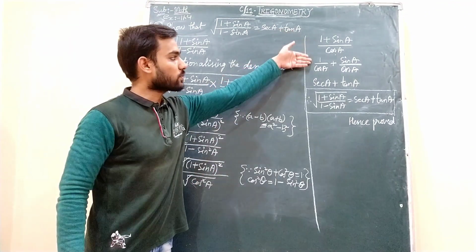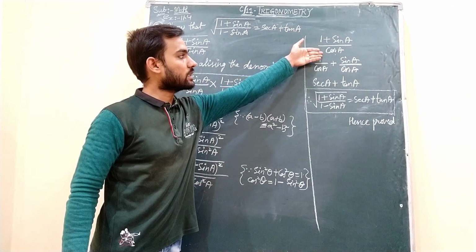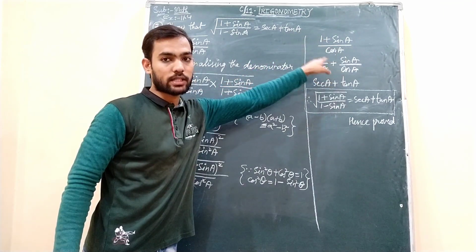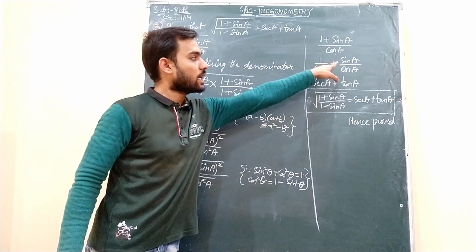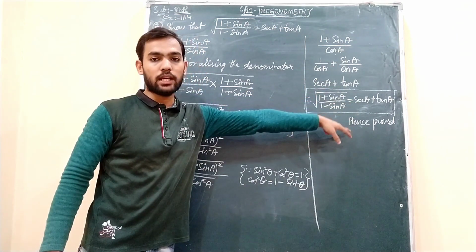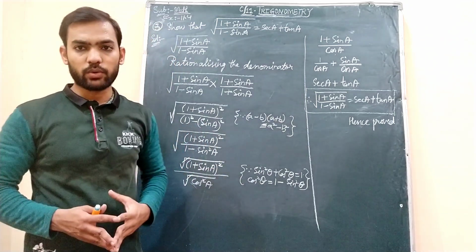So now this is 1 by cos a. I have separated this cos a with both the numerator terms, 1 by cos a plus sine a by cos a. 1 by cos a became secant a, and sine a by cos a can be written as tan a. So this equals that, hence proved. Understand? This is a very important question.